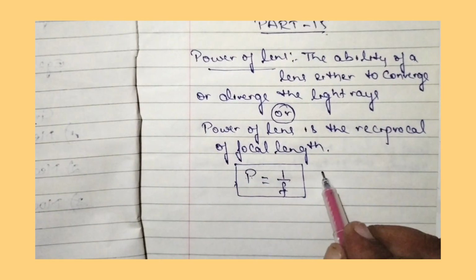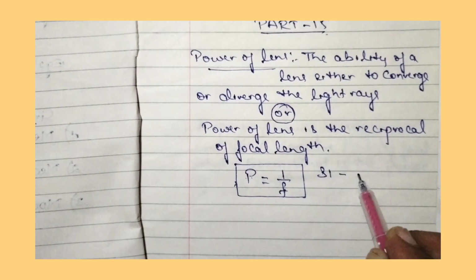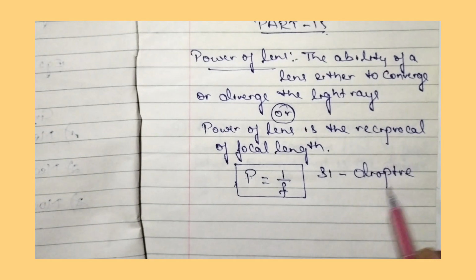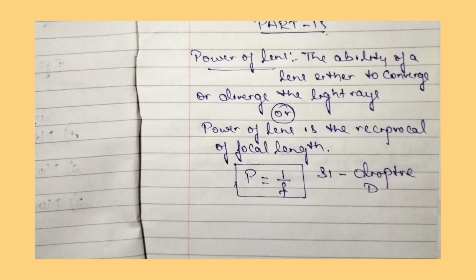Then what is the SI unit of power of lens? The SI unit of power of lens is diopter. It is denoted by D. So here D represents diopter. Diopter is the SI unit of power.